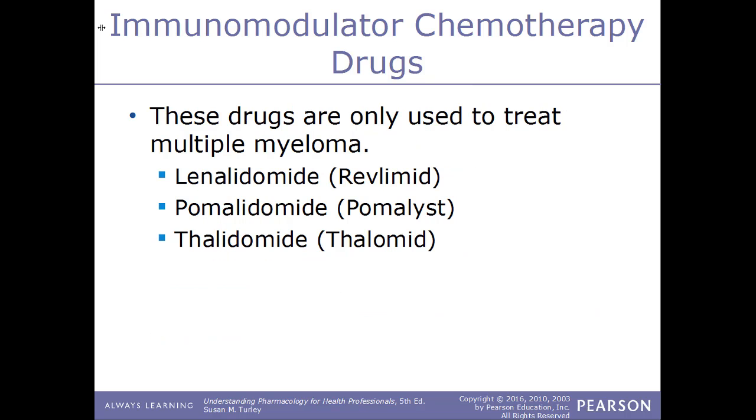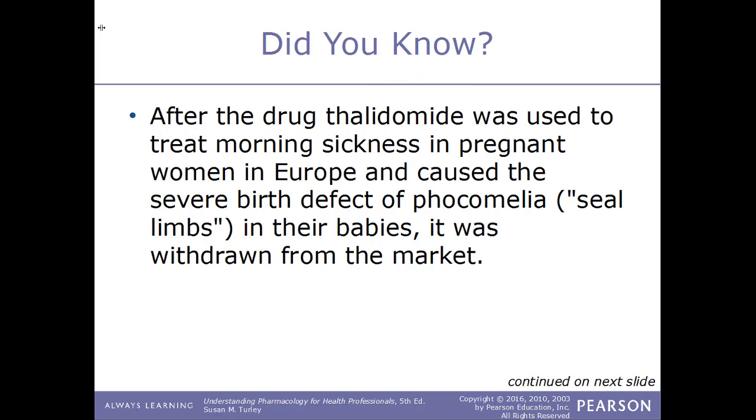Now, some immunomodulators are only used to treat multiple myeloma, and examples of this would include lenalidomide, known by its trade name Revlimid, pomalidomide, known by its trade name Pomalyst, and thalidomide, known by its trade name Thalomid. Now, did you know about the drug thalidomide? Thalidomide was once used to treat morning sickness in pregnant women in Europe, but it caused severe birth defects in their babies, so it was taken off of the market.